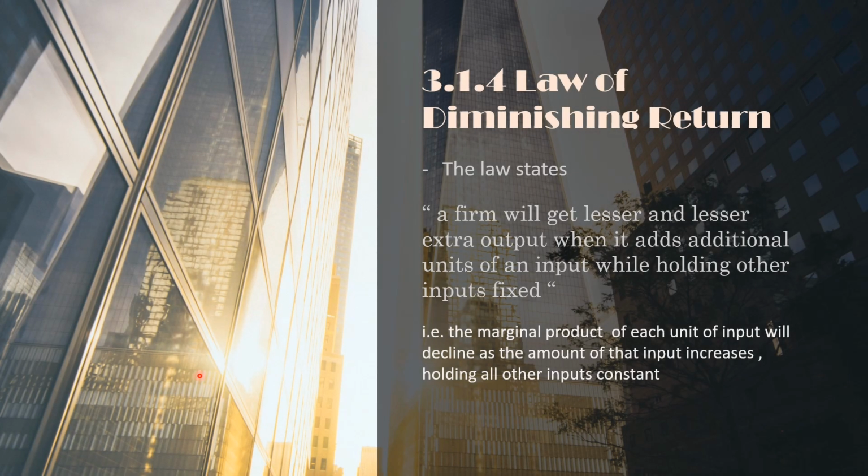That's the last topic of today's lecture. The topic is the law of diminishing returns. The law says that if a firm keeps adding more and more of one input like labor, fertilizer or machines, while keeping all other inputs fixed like land, capital or space, then after a certain point the extra output, which means the extra product from each additional unit of input, will start decreasing.